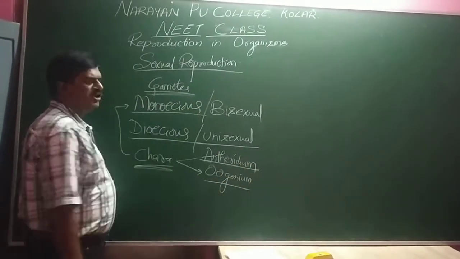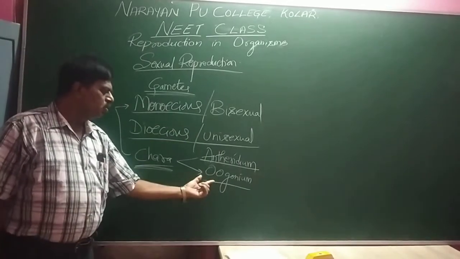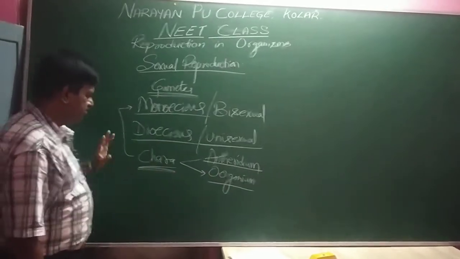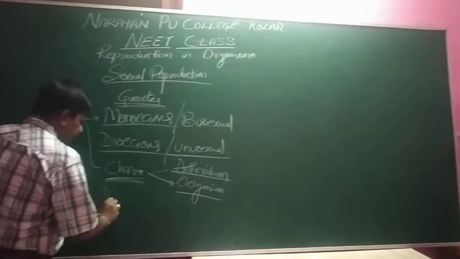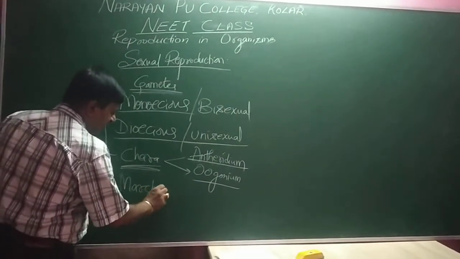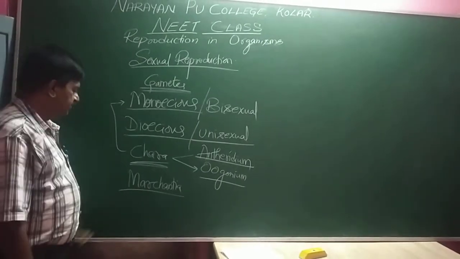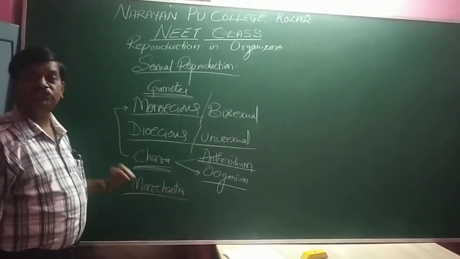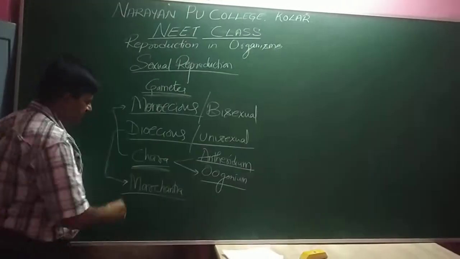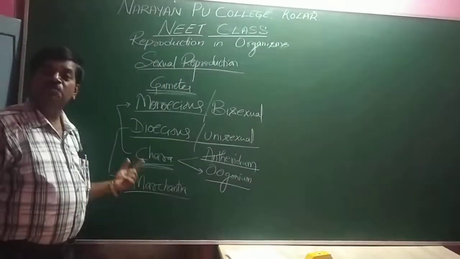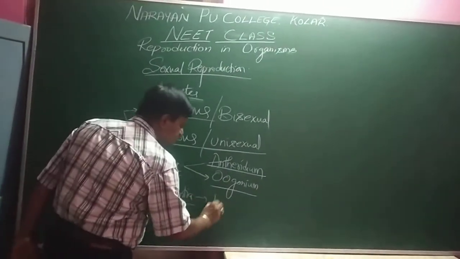So antheridium produces male gamete, oogonium produces female gamete. When we go for a plant called Marchantia, the plants are unisexual. The male plant is different, the female plant is different.